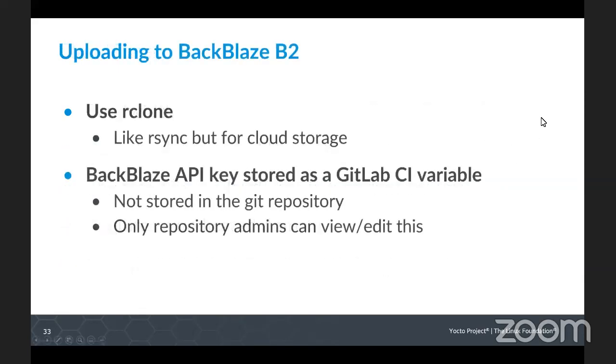We use rclone. This is like rsync, but for cloud storage. This lets us copy files up to Backblaze B2 once the build's finished. We store the API key for this in a GitLab CI variable rather than in the Git repository, because we don't want everybody to have the API key used to write to the repository.